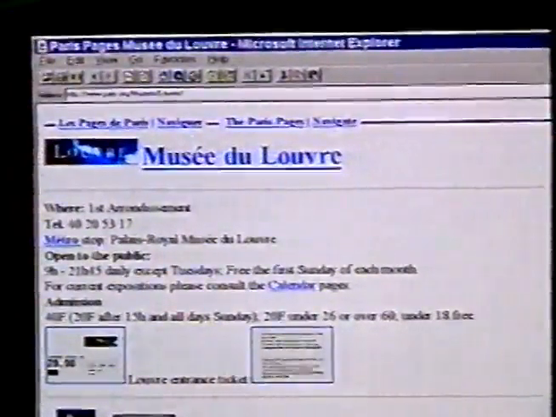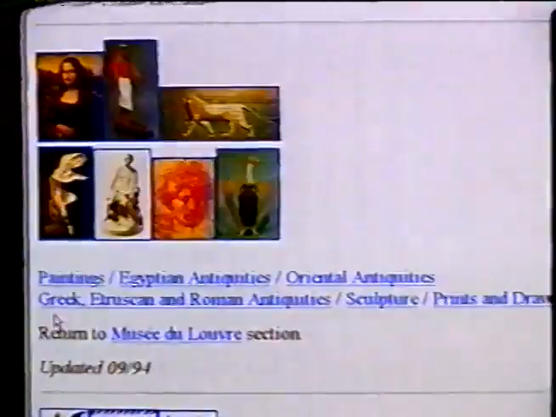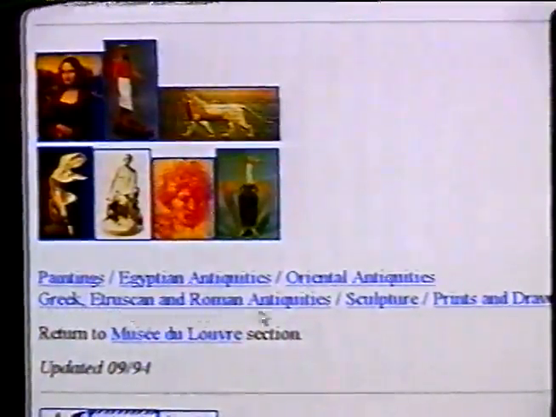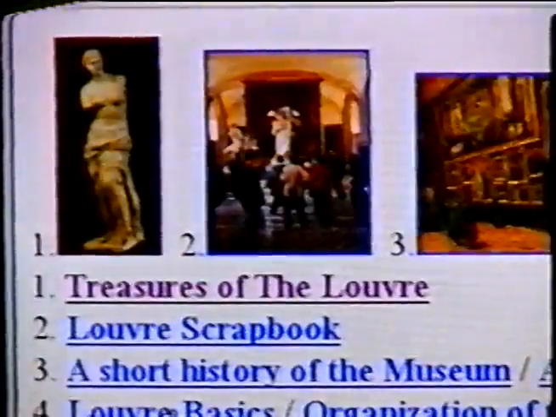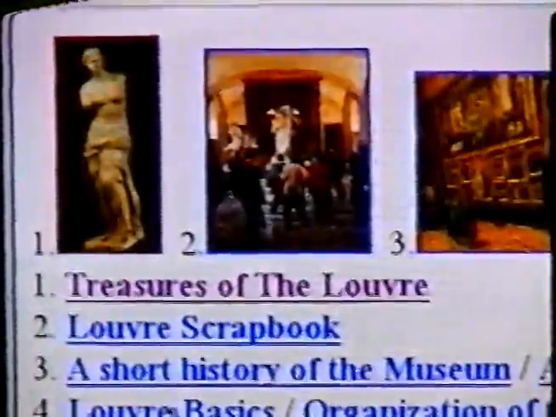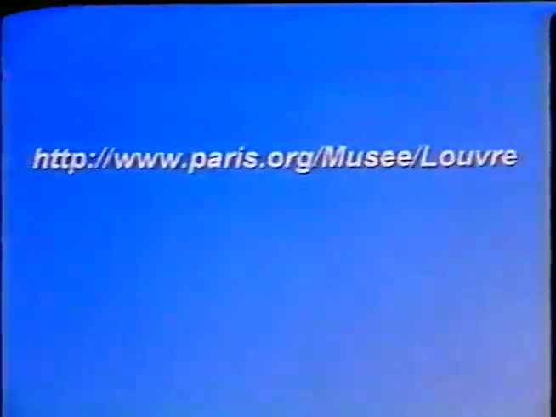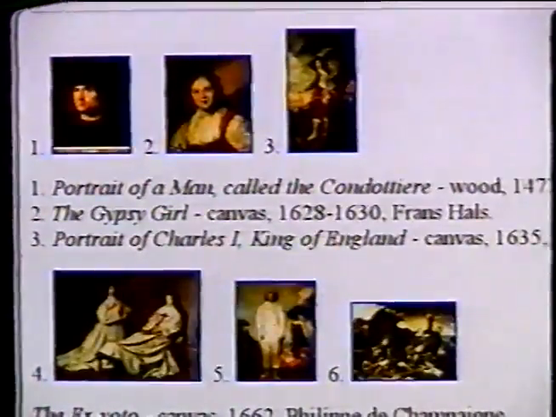The Louvre Museum. Browse and learn about the fantastic treasures at the Louvre in Paris. All exhibits are separated into categories for easy access, and no trip is necessary. Use this address to access the Louvre online. http://www.paris.org/museus/Louvre. Since you can copy the images to your computer, you will not even need a camera.